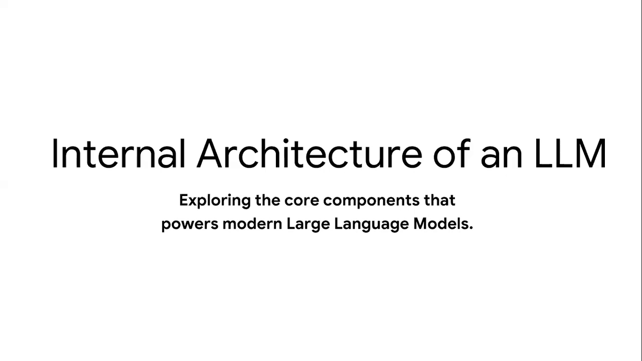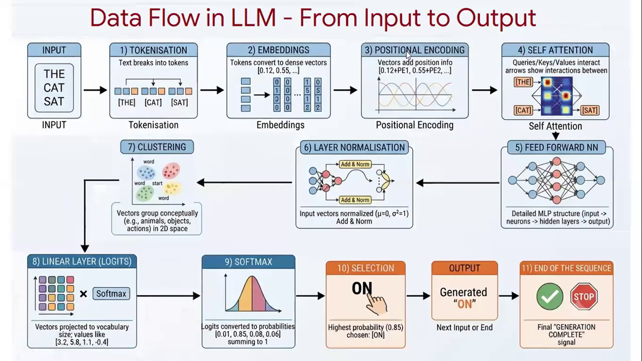In the last video, we have seen how an output is generated when an input is given to an LLM. Today, we are going to see the internal architecture of the LLM, how it functions exactly. This is how the internal system of an LLM looks like: how the data flows from tokenization to embeddings to positional encoding and self-attention, and the feed-forward neural network, layer normalization, the clustering which occurs along with the linear normalization and linear logic and the softmax function.